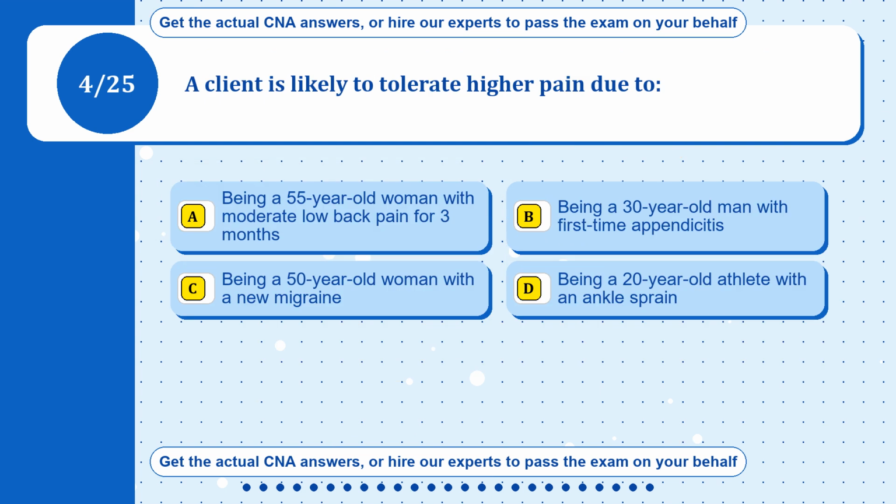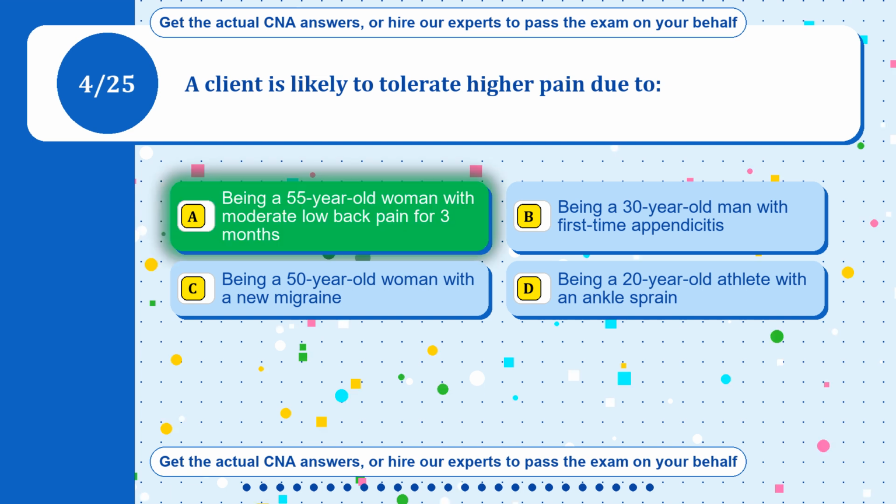Question 4. A client is likely to tolerate higher pain due to: Option A. Being a 55-year-old woman with moderate low back pain for 3 months. Option B. Being a 30-year-old man with first-time appendicitis. Option C. Being a 50-year-old woman with a new migraine. Option D. Being a 20-year-old athlete with an ankle sprain. The correct answer is option A.